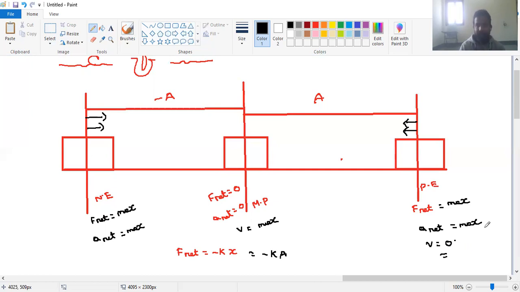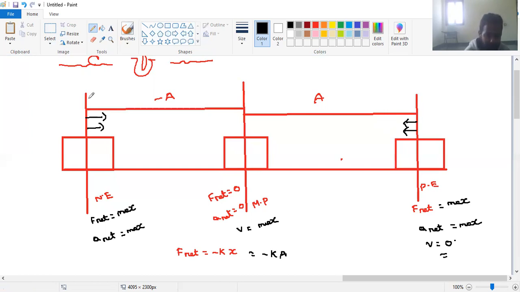The reason is, for example, if I am throwing an object in the upward direction and looking at it at the maximum height, then the body starts moving in the downward direction. That means at the maximum height, velocity is going to be 0. In the same way, if it reaches here and comes back in this direction, then at this position the velocity should be 0.